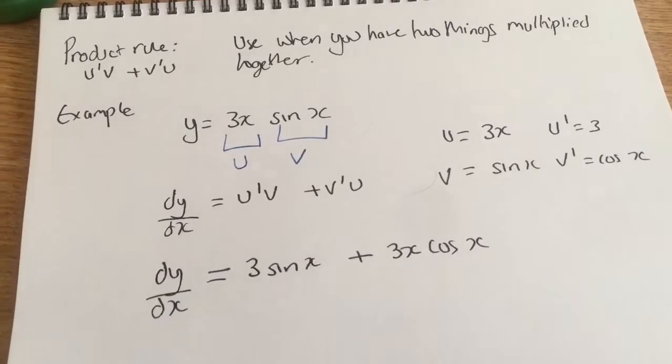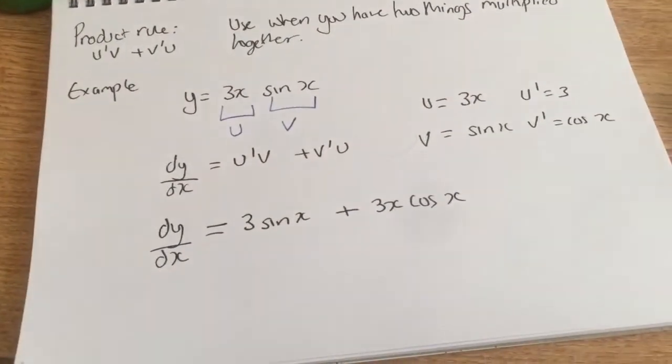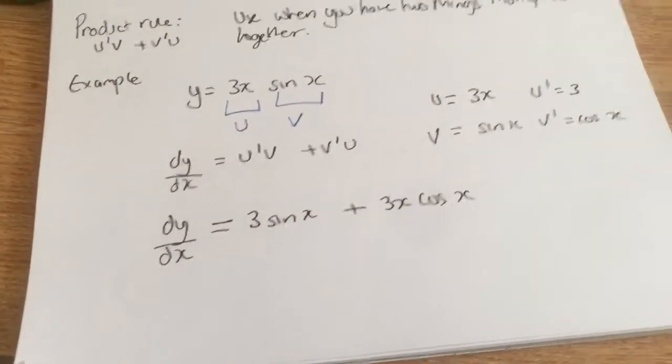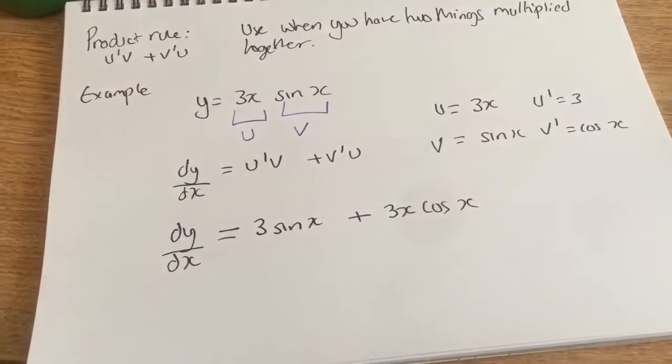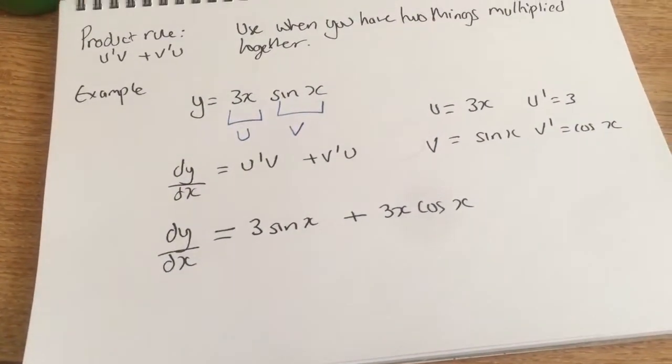So you can see the example there, y equals 3x sine x. That's the one we're going to be differentiating here. 3x is being multiplied to sine x. Both of these things you should individually be able to differentiate, but when you're multiplying them, a whole different kettle of fish.